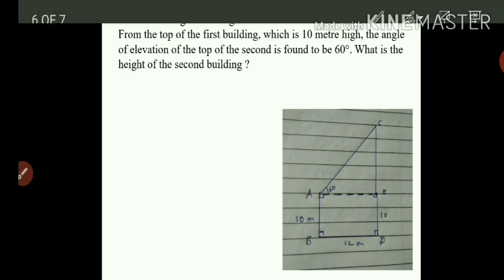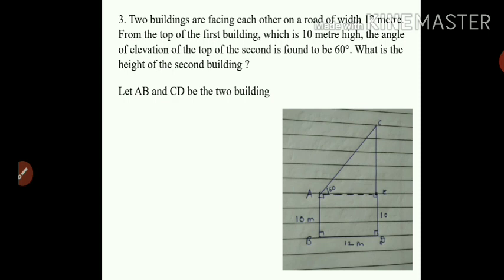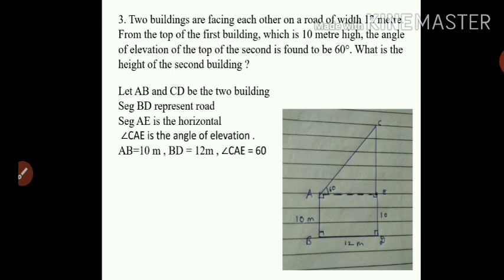Now see, let me explain the given part again. If you see here, let AB and CD be the two buildings. Segment BD, you can see the segment BD represents the road. You can see AB and CD are the two buildings. BD represents the road, and see, by construction AE is horizontal to BD. So you can see angle CAE is the angle of elevation which is given.